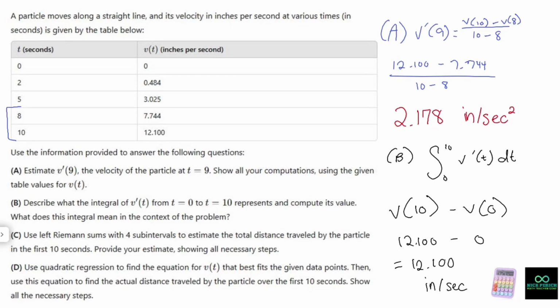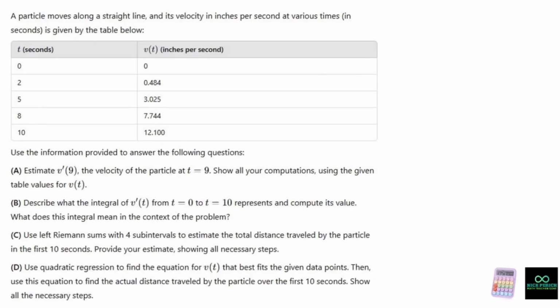Now what we're going to do is open up a new slide, and we'll take a look at C and D on this slide and try to understand what they mean and see if we need our calculator for that. So C is asking us to use Riemann sums. Ooh, everybody loves that, with 4 subintervals to estimate the total distance traveled by the particle in the first 10 seconds.